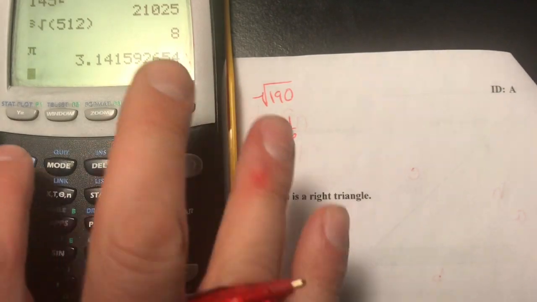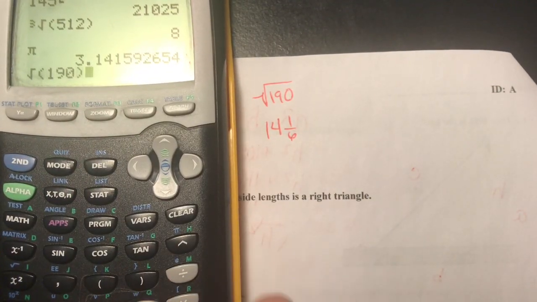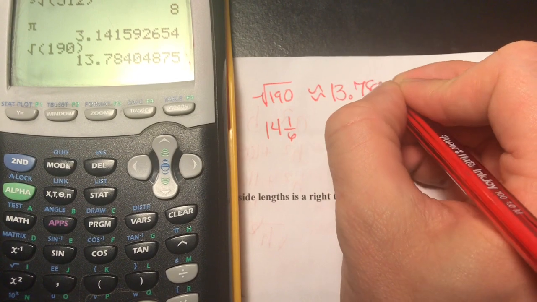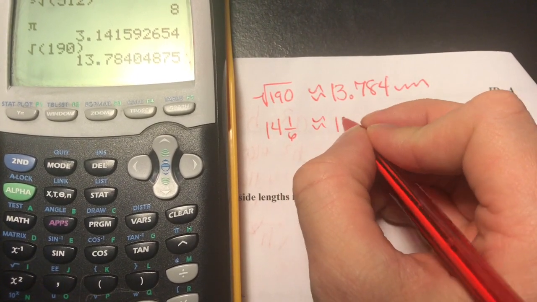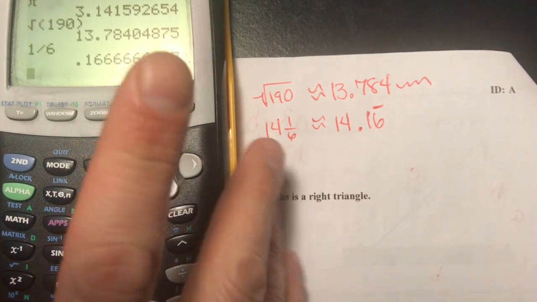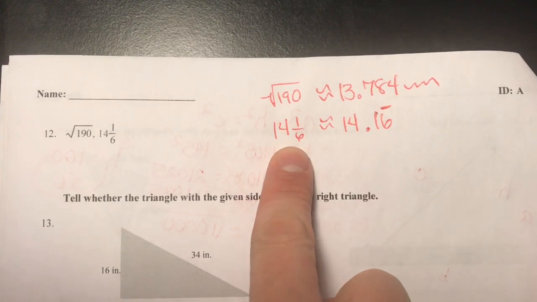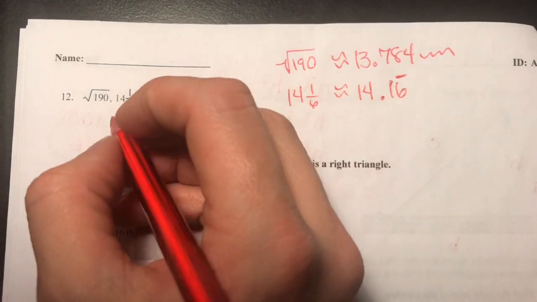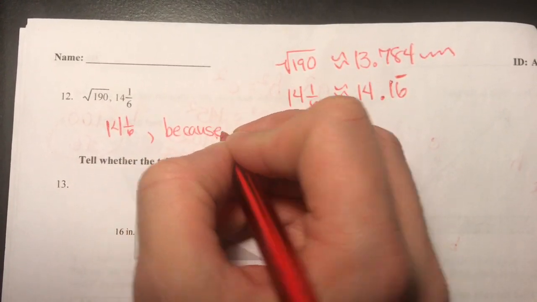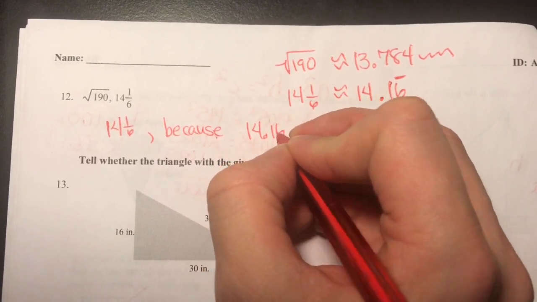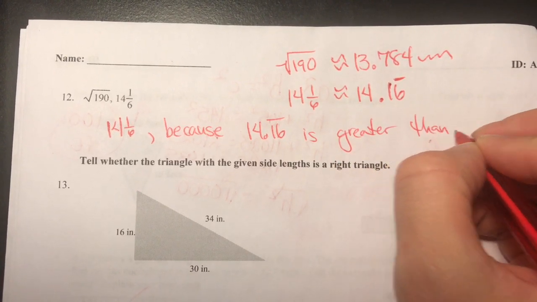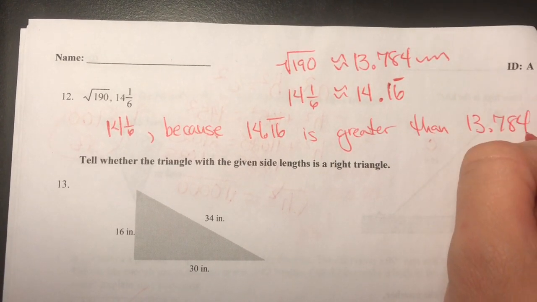Square root of 190. And I'm done. 13.784 blah, blah, blah. This is going to be 14 point, I don't know, 1 divided by 6. 1 divided by 6 is 1, 6 repeating. So even though I didn't have to do that in my calculator, I'm already done. My job was to find which one's larger. 14.16 repeating is larger, greater than 13.784 blah, blah, blah.